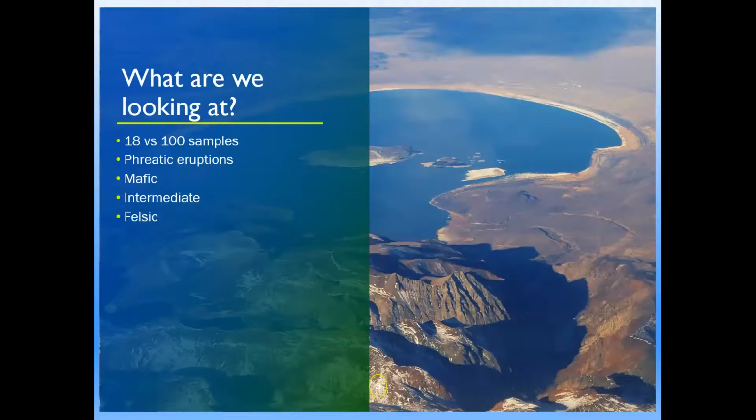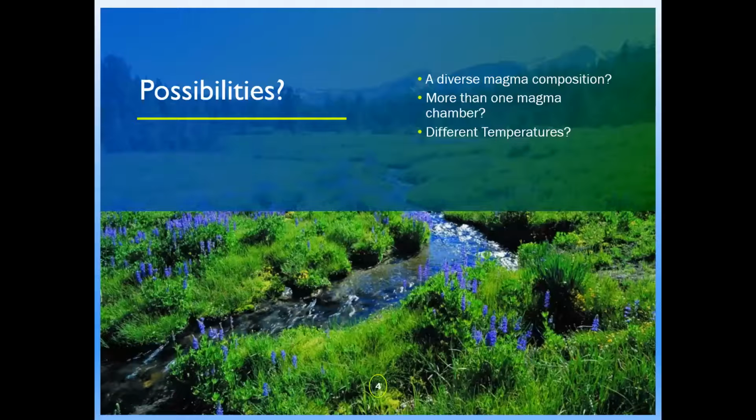The data I'm about to show you is over 100 samples collected. They are determined to be mafic, intermediate, and silicic, or a combination of these. These samples were collected from Mono Lake islands, craters, and Mono Craters. There are three different possibilities for such a volatile eruption: diverse magma compositions, more than one magma chamber, and different temperatures or heights of the dikes and sills.